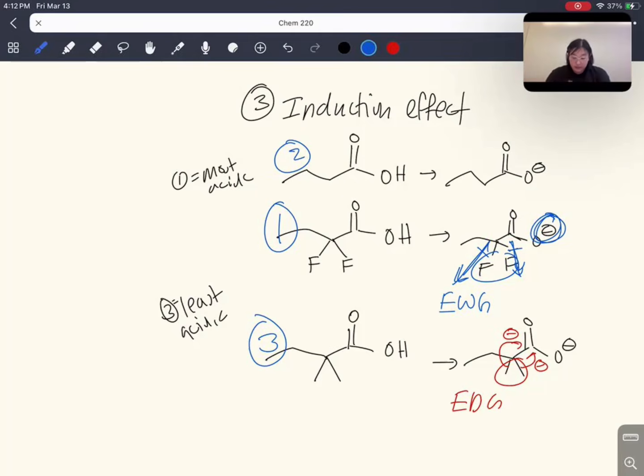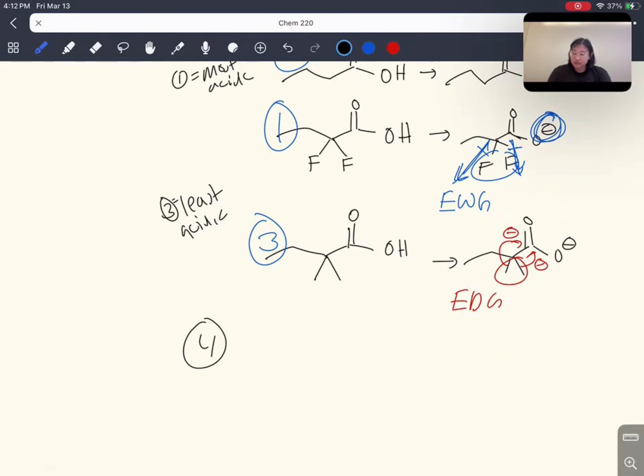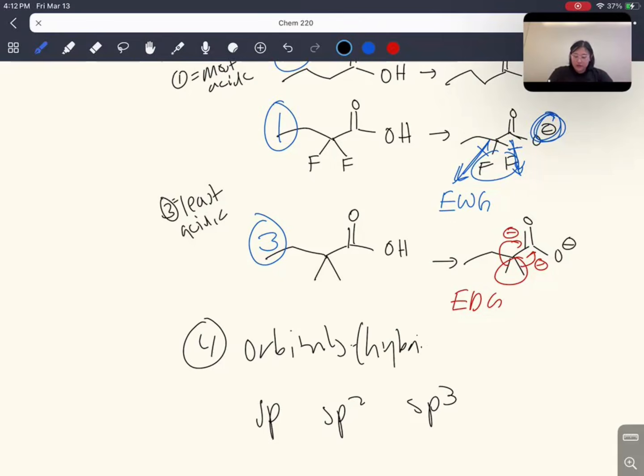And then finally, the last factor that can influence acidity is orbitals, which has to do with sp, sp2 or sp3 orbitals, but we don't really get into that with these kinds of questions that we're doing, so we don't really need to worry about the hybridization. But you can look into it if you want.